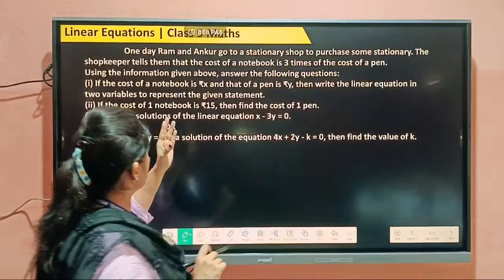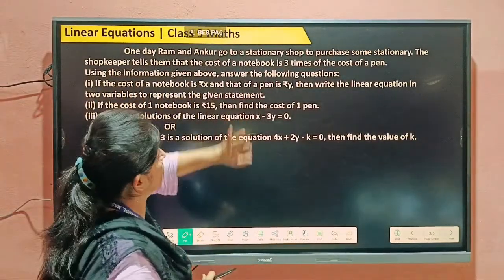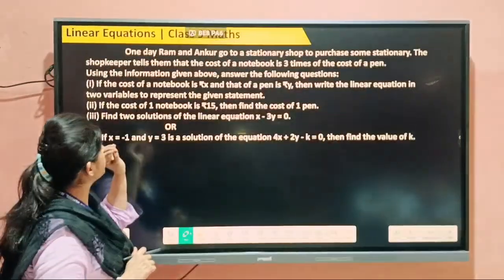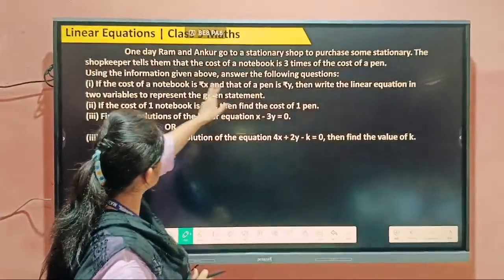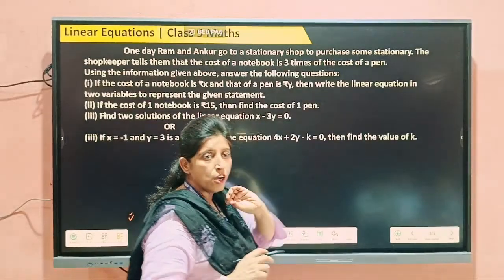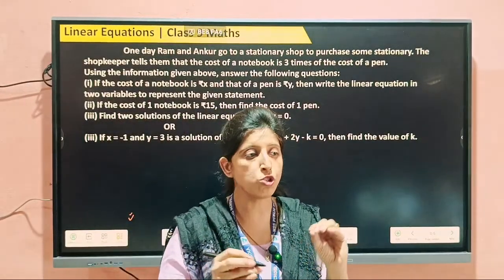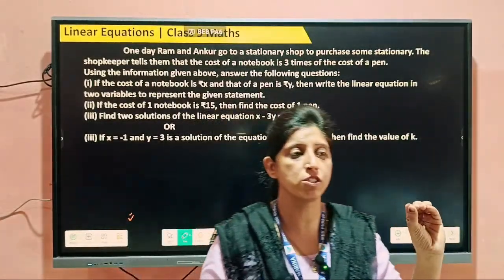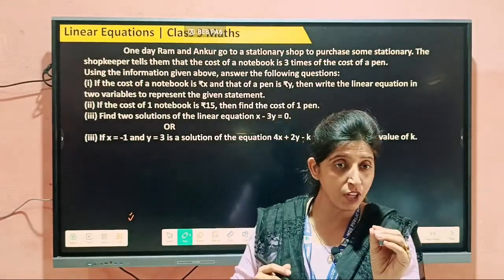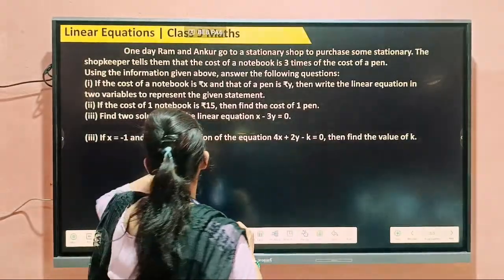The case study is this. One day Ram and Ankur go to the stationery shop to purchase some stationery. Shopkeeper tells them that the cost of a notebook is 3 times the cost of a pen, right? Suppose the pen is 10 rupees, so the notebook costs 30 rupees, because it is 3 times the cost of a pen.